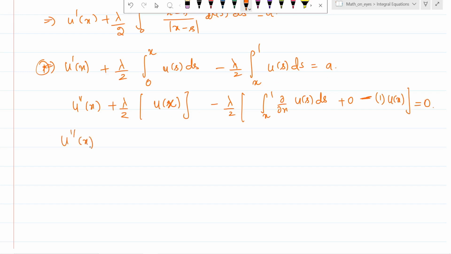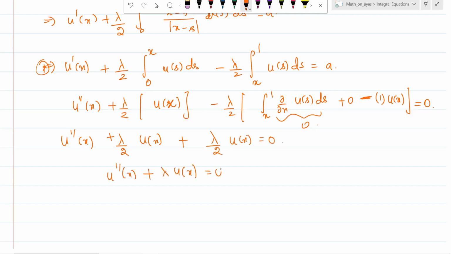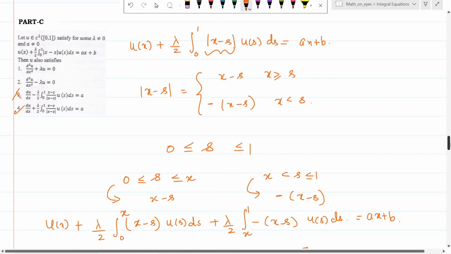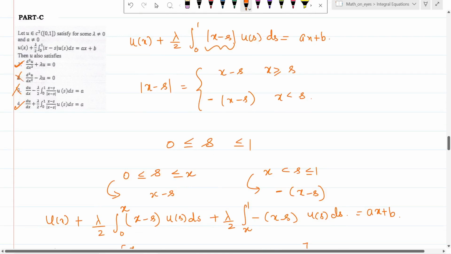So u double dash of x plus lambda by 2 into u of x plus lambda by 2. This is going to be 0 because the term is independent of x. Only s is here. s will be considered as a constant in terms of partial derivatives. So this is already 0, and then negative into negative, we have positive lambda by 2 into u of x is equal to 0. So u double dash of x plus lambda into u of x is equal to 0. So this is d squared u by dx squared plus lambda u is equal to 0. So the first option is true and the second one is false. Thank you.